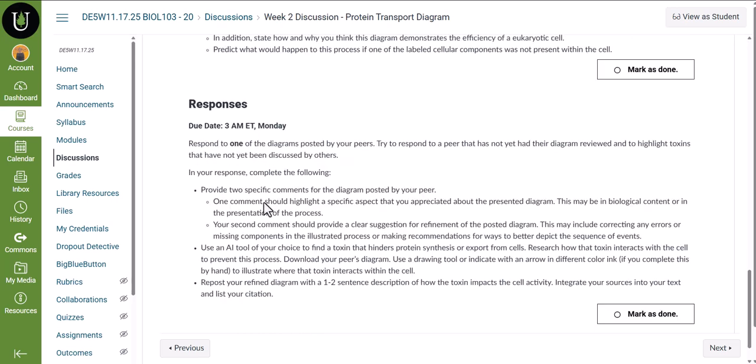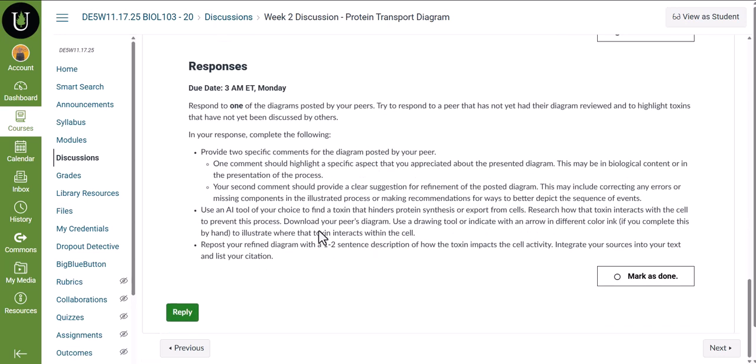In your reply post, you will respond to one of the diagrams from one of your peers. So try to find somebody who has not been reviewed yet. You're going to give 2 specific comments for the diagram that they posted. One should highlight a specific aspect that you appreciated. The other should be a possible suggestion for refinement or improvement.